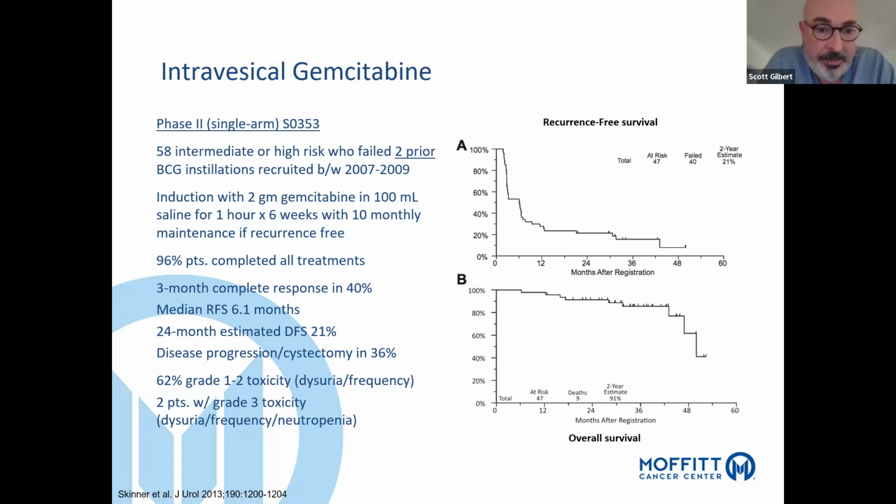The toxicity is mainly dysuria and frequency. There were only 2 patients with grade 3 toxicity. One thing about this regimen, I think I have a slide on it later, is that gemcitabine is acidic, so it can be hard for patients to hold for a full 90 or 120 minutes. And so we routinely administer sodium bicarbonate therapy the night before and the morning of to help patients hold this medicine.